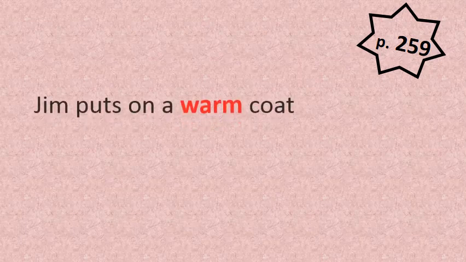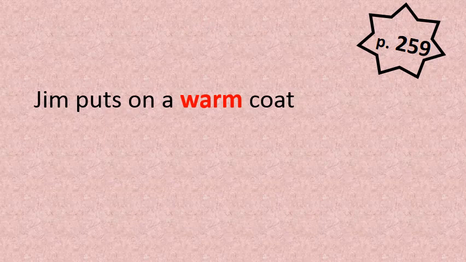Now we are going to add details to make the sentence clearer. So these details help the sentence be clearer. First one, Jim puts on dash coat. So I want to talk about the coat. We are going to add whatever you want. You may want to add an adjective or you may want to add a noun, to make the sentence clearer. So Jim puts on a warm coat. So we add the word warm to make the sentence clearer.